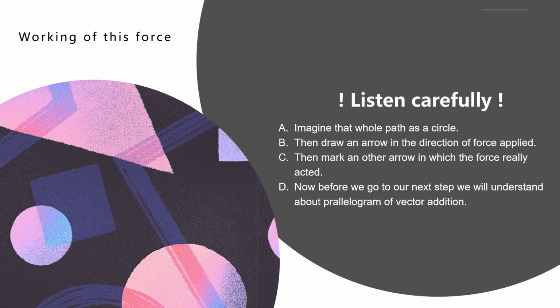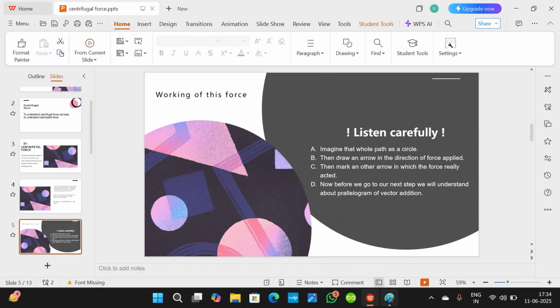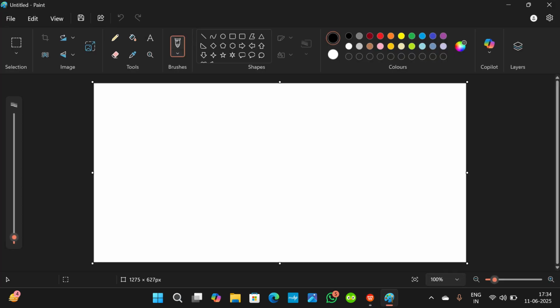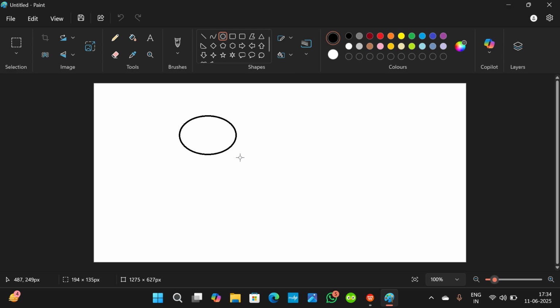Now, before going any further, we'll first learn about the parallelogram rule of vector addition, because it's one of the most important parts in learning what centripetal and centrifugal forces are. See, now I'm giving you an idea about what I was saying.